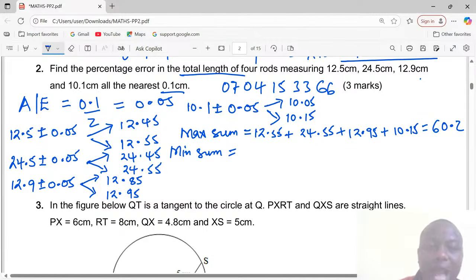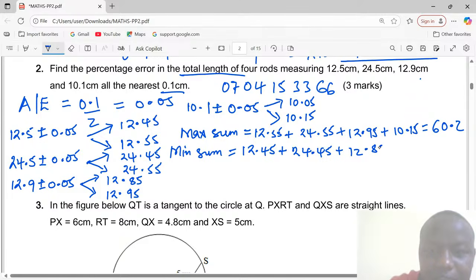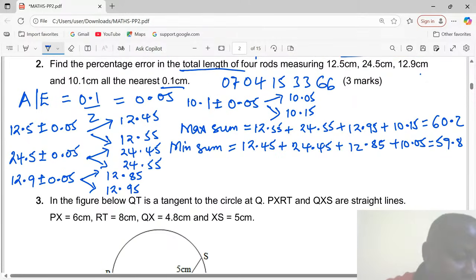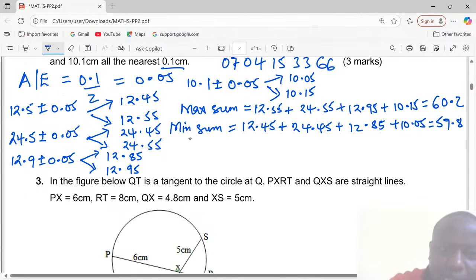Now we can get minimum sum. Minimum sum shall be when we add the lower limits. The first lower limit is 12.45. The second one is 24.45. The third one is 12.85. Then the last one is 10.05. So let's add this: 12.45 plus 24.45, then adding 12.85, then adding 10.05. This takes us to 59.8.